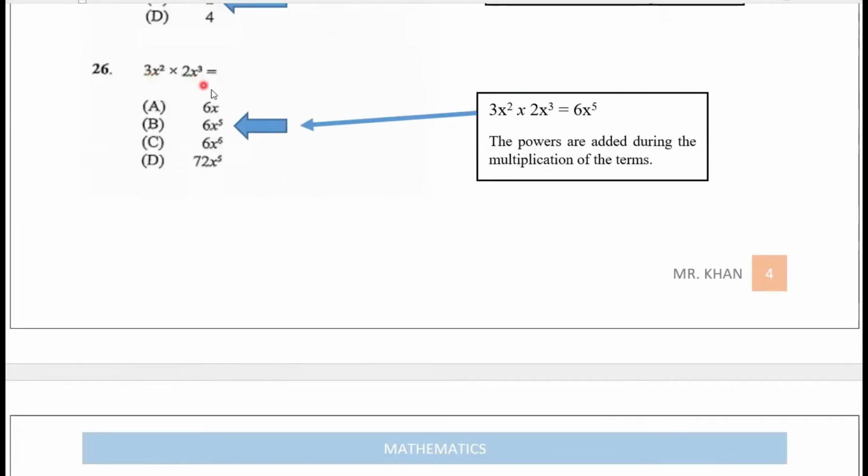26. 3x squared by 2x to the power 3 is what? Well, 3 by 2 is 6. And then the powers, you add them. As you know, when you're multiplying, you add the powers or indices. 2 add 3 is 5. So it's 6x to the power 5. That's B as in bat.